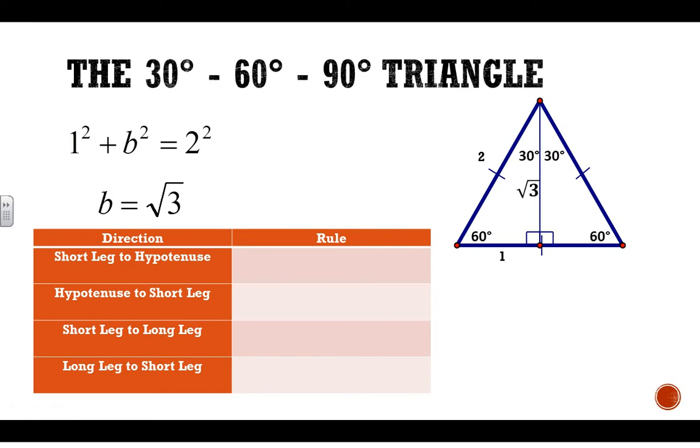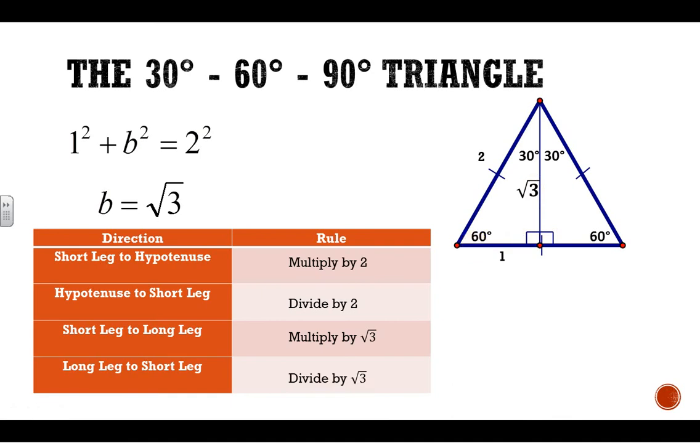And here are where the rules come from for the 30, 60, 90 triangle. So when you go from the short leg to the hypotenuse, well, 1 times 2 is 2. You're multiplying by 2. If you go from the hypotenuse to the short leg, you're going to divide by 2. From there, we're going short leg to long leg. So to go short leg to long leg, I went from 1 to radical 3. So I multiplied by radical 3. Then to go backwards, I divide by radical 3.